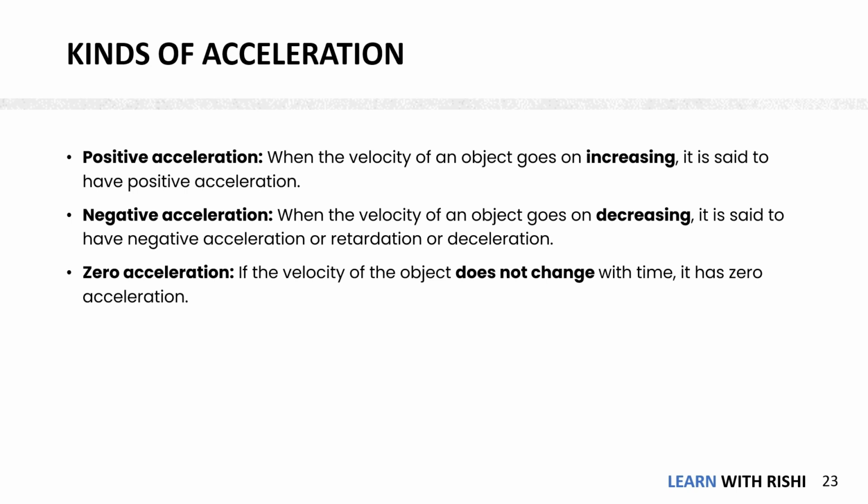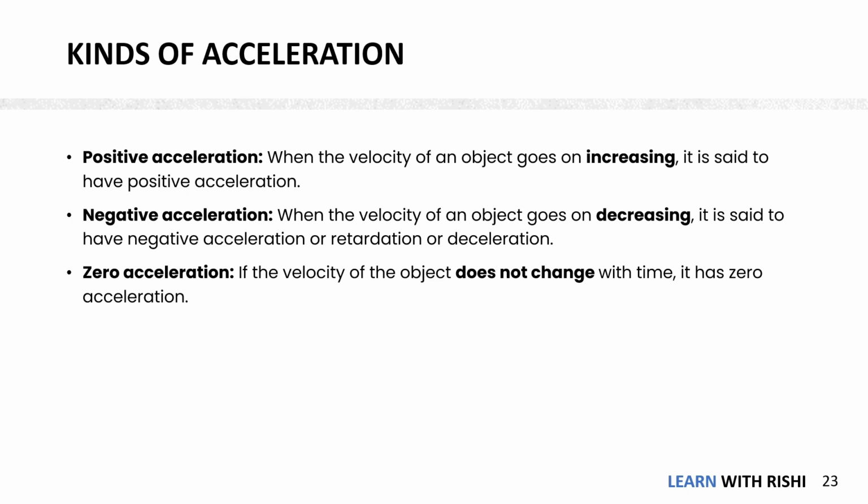In zero acceleration, please note that the velocity of the object does not change. Zero acceleration doesn't mean that the velocity of the object is zero. It is not changing. It means the initial velocity and the final velocity are both the same. Then it is a zero acceleration.